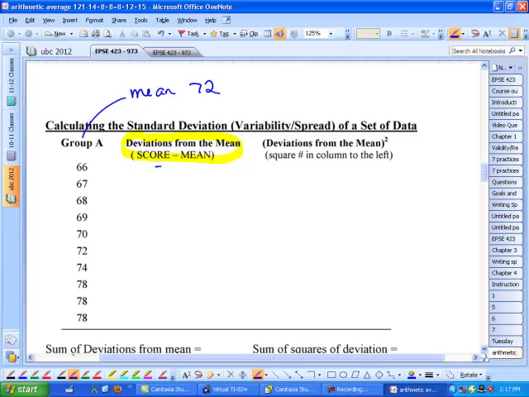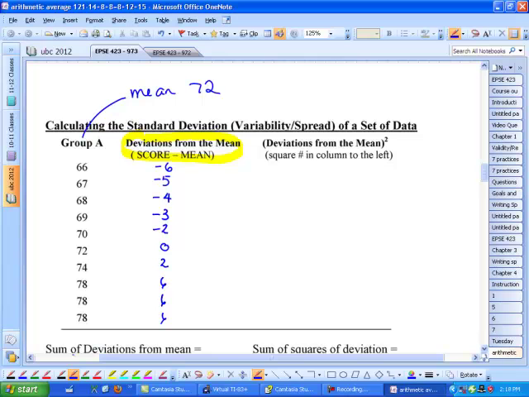So 66 minus 72 is negative 6. 67 take away 72 is negative 5. And I'll just write down the rest. Negative 4, negative 3, negative 2. And of course 72 minus 72 is just nothing. There's no deviation from the mean because it actually is the mean. 2, 6, 6, 6.